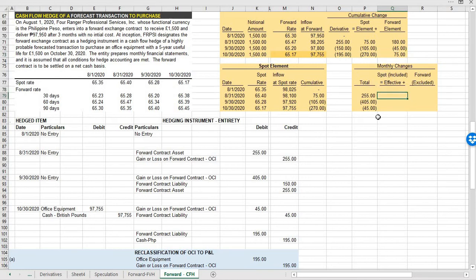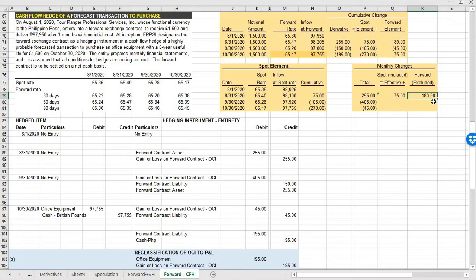So, unahin natin ang August 31. So, again, August 31 tayo mag-start kasi wala namang changes on August 1. So, for August 31, ang change sa spot element is 75 pesos. Siyempre, yan pa lang naman ang unang change natin. So, kung ano yung cumulative change, yun din yung ating for the month. And that will also apply for the forward element, 180.